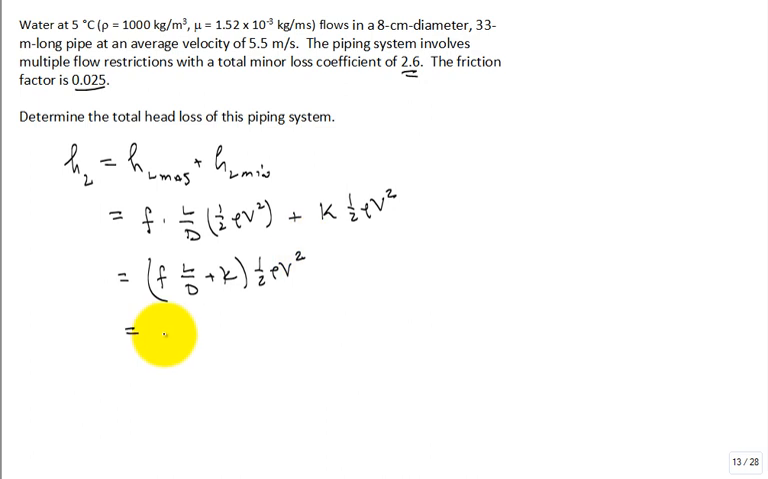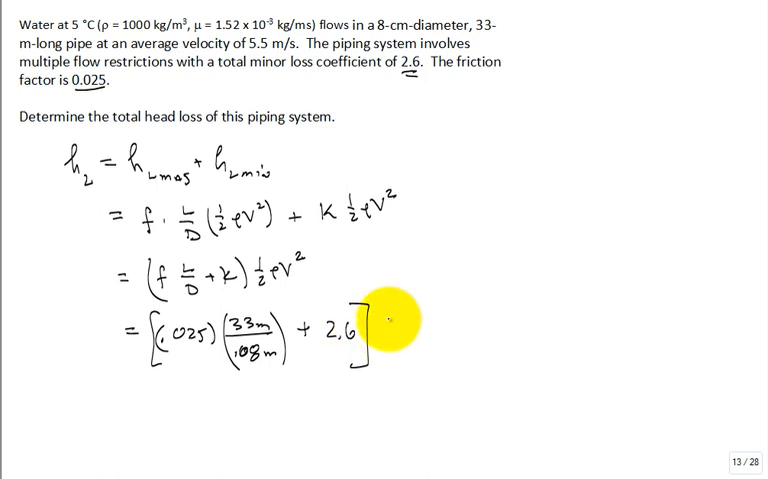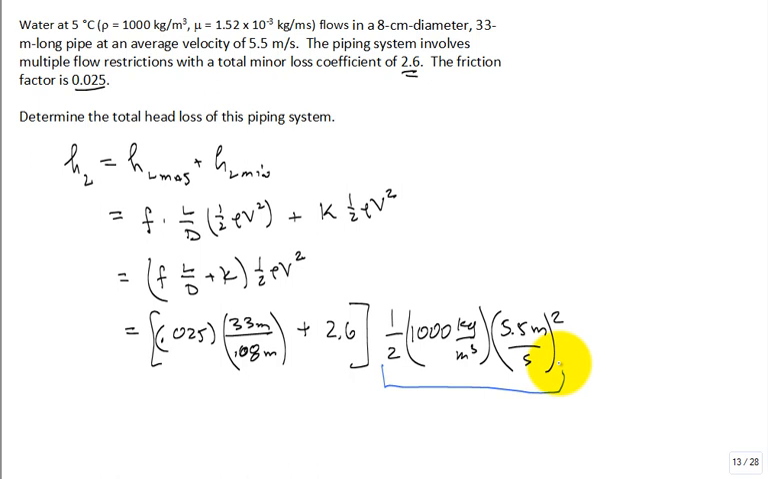So the friction factor, 0.025. What's the length of the run? 33 meters. What's the diameter? 0.08 meters. So all of that is my f L over D. My loss coefficient K was 2.6. And we have the velocity pressure, 1/2, 1,000 kilograms per meter cubed, times the speed, 5.5 meters per second, quantity squared. I've run this enough times. I know those units give me Pascal. I usually run this as an intermediate number to look at what is my velocity pressure in Pascal.